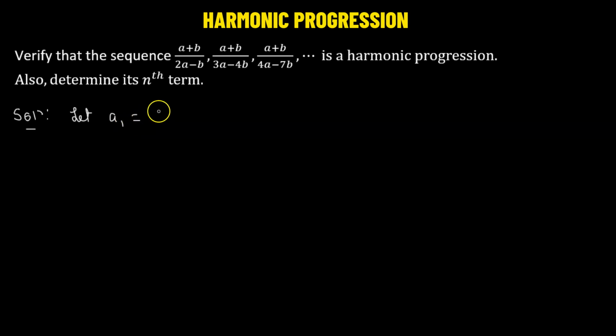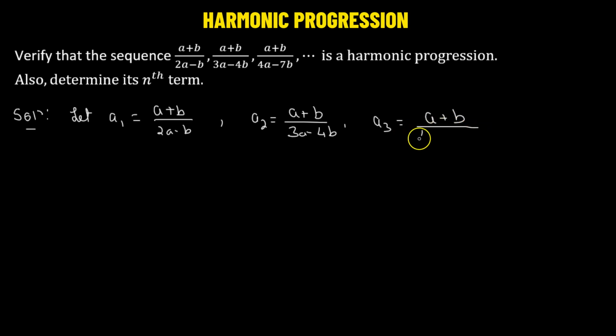represented by a1, which is (a plus b) divided by (2a minus b). Then we have the next term, we're going to represent it by a2, so we have (a plus b) divided by (3a minus 4b). And then we have the third term, a3, so that's given by (a plus b) divided by (4a minus 7b). Okay, now what we'll do, we'll take the reciprocal of each of the terms.